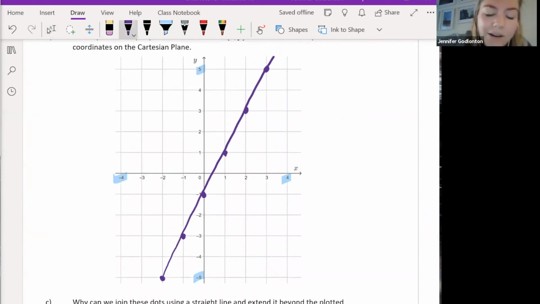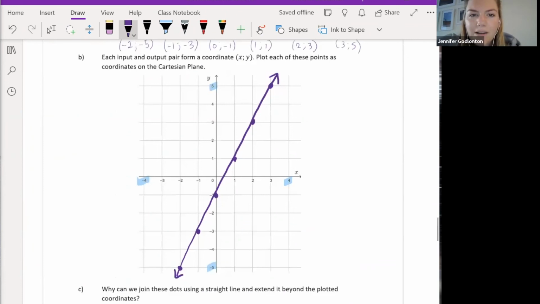So we're going to draw a nice straight line. Now there's some important things that we're going to do whenever we draw a straight line graph. First of all, we always draw it in pencil. Secondly, we always put an arrow at the top and an arrow at the bottom. So make sure you've got those arrows.